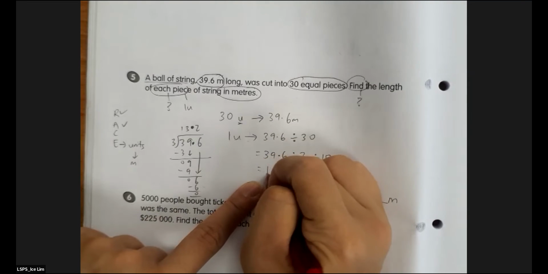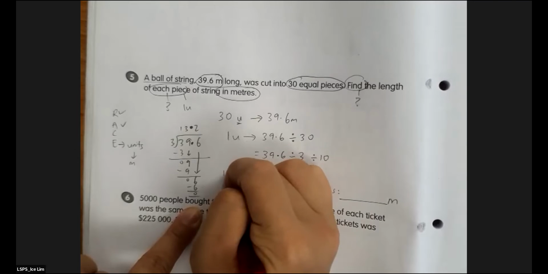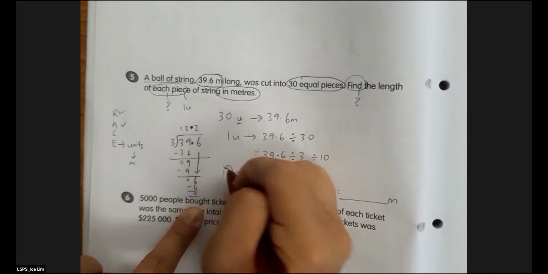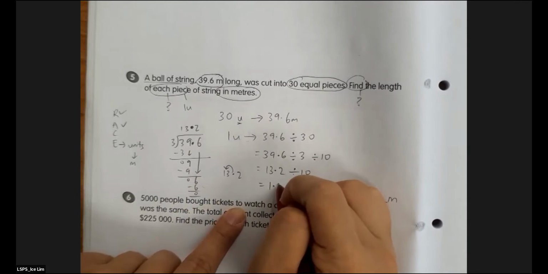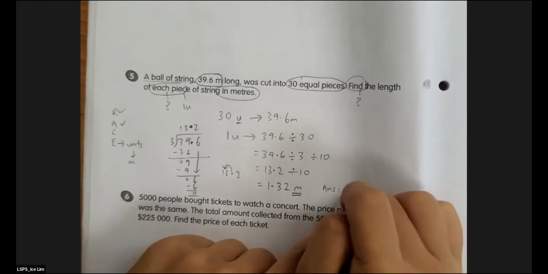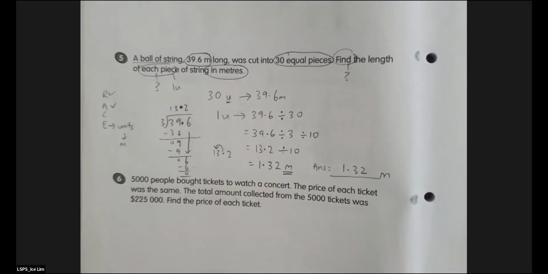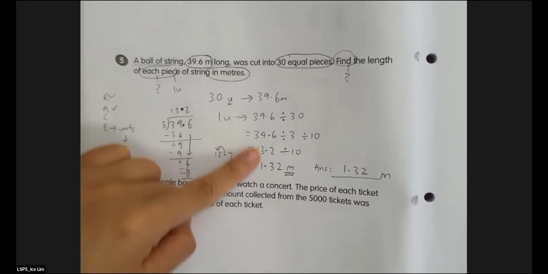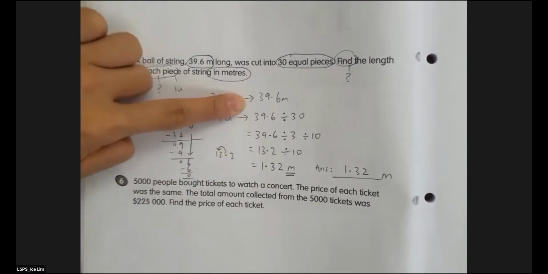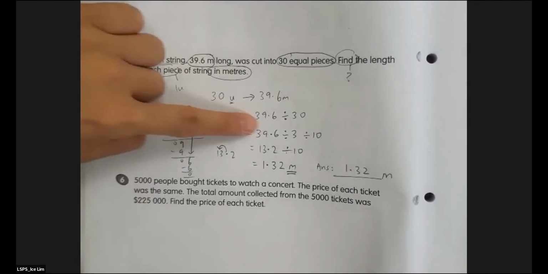So I've got 13.2 divided by 10. So by now, all these are applying the skills. I've got 1.32. Don't forget the units, meters. So the answer is 1.32 meters. Is that okay? Now, even though it looks like a lot of lines, every line I'm explaining how I did it.